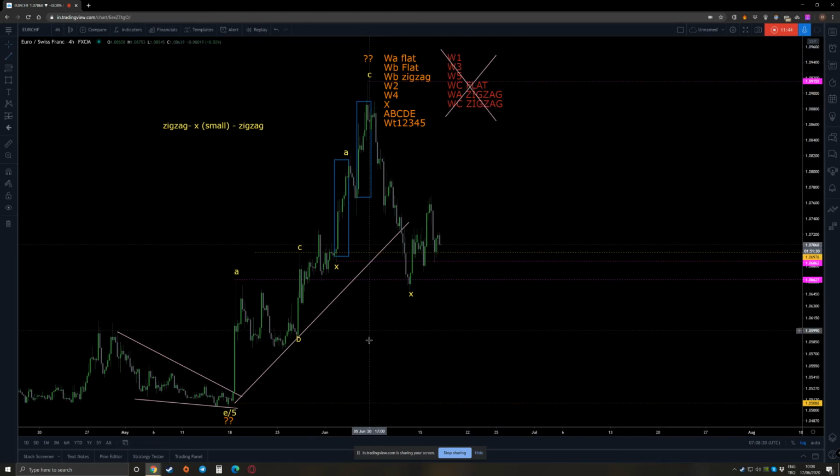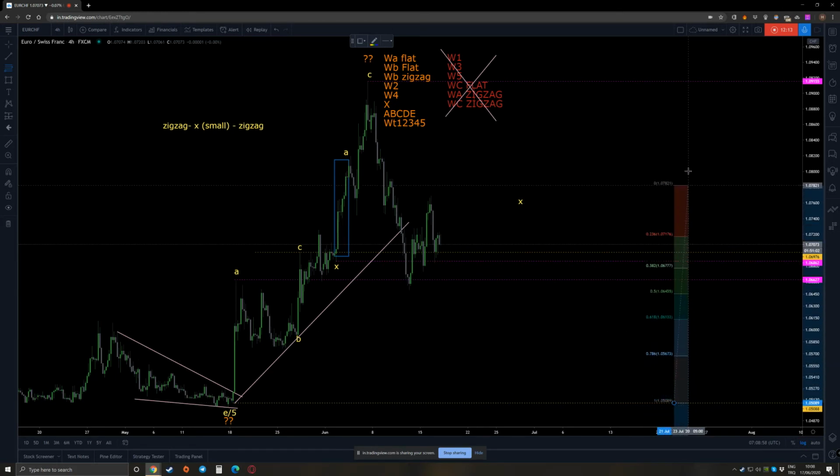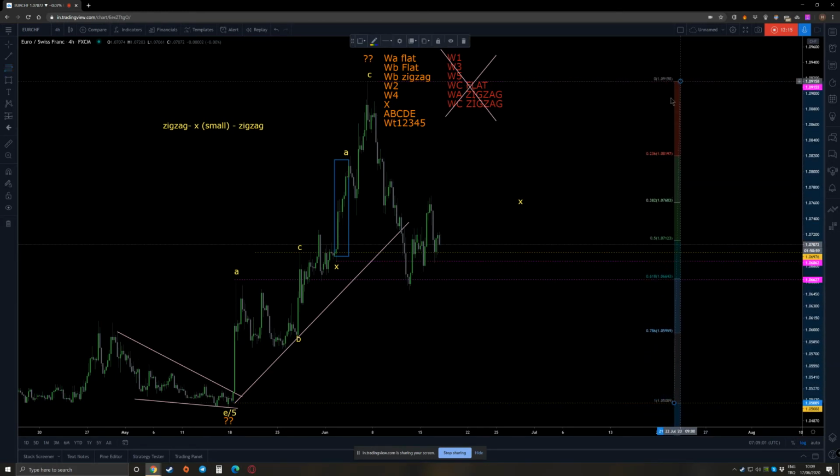Okay, now that we have cleared this, let's try to look at what this corrective move means for us. Well, if this move is a flat, the easiest thing to do is this. You take a fib level from the start of this correction to the end, and you need 0.618. Why? Because if it's a flat, it has to come to 0.618. Now look, if it's a flat, it's done it.